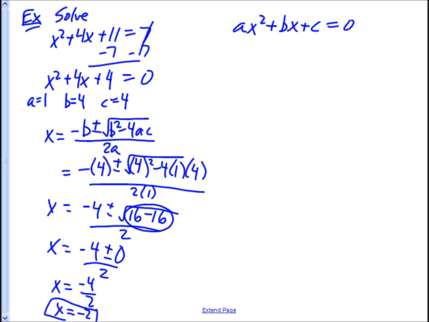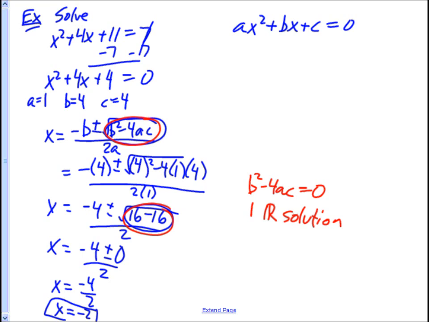Now, you see how this b squared minus 4ac, in this case, ended up being 0? Your discriminant was 0. Well, what happened? When we get a b squared minus 4ac that's 0, how many answers did we get? We got one answer, one real solution. So one real solution is what happens when your discriminant equals 0. In this case, of course, our answer, x equals negative 2.